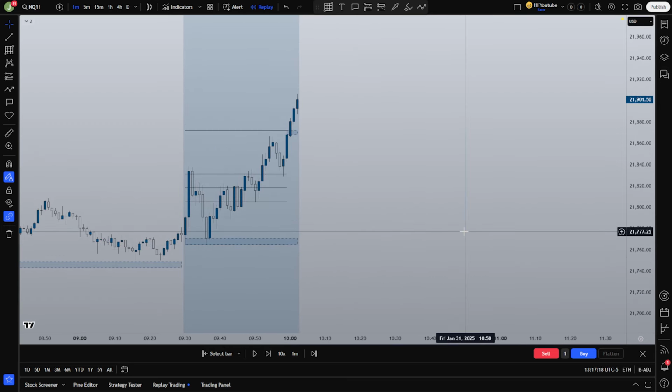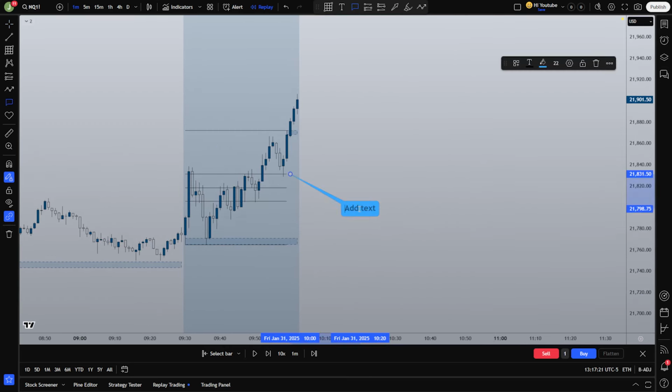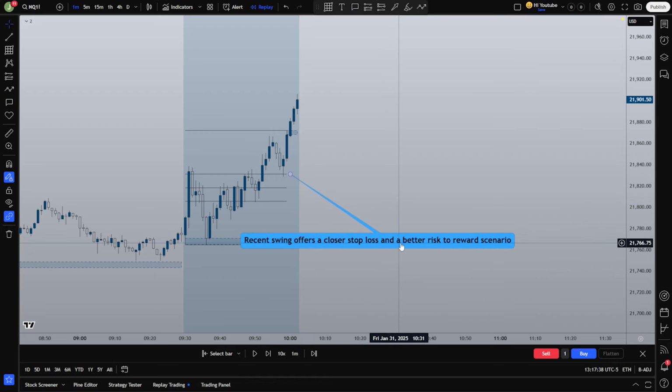This method allows for natural price movement as it aligns with key price levels where buyers or sellers previously stepped in. It's particularly effective when trading higher timeframes where swings are more defined, or when using that retest entry like we discussed where price revisits a key level before continuing.